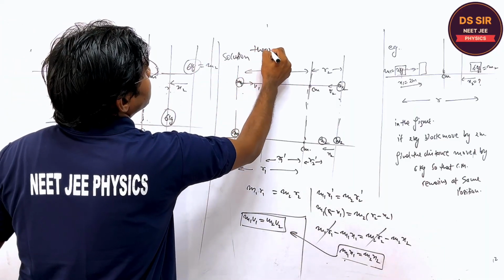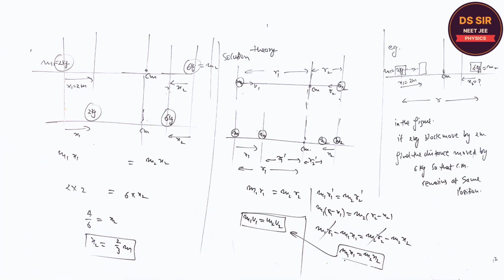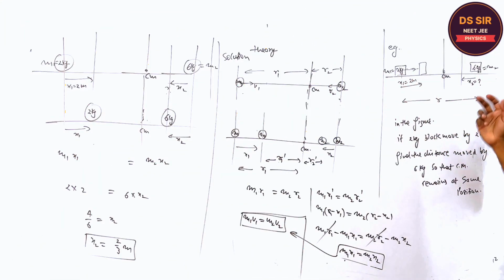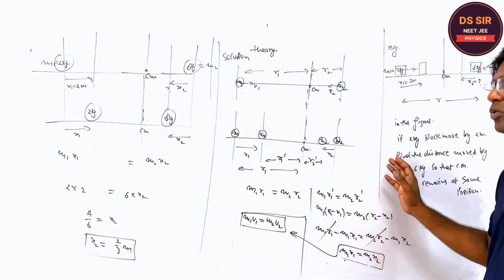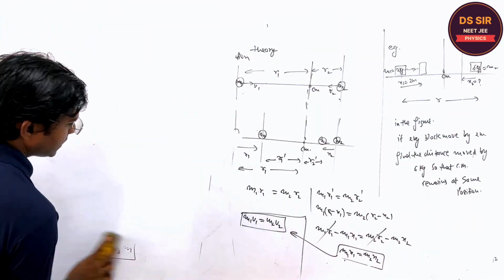Although you may write this as the theory and this as the solution of that question, now by looking only, you can solve this type of question: m1 x1 is equal to m2 x2. There is no need to do this theory, but at least once you have to go through this. One more question of a similar type.